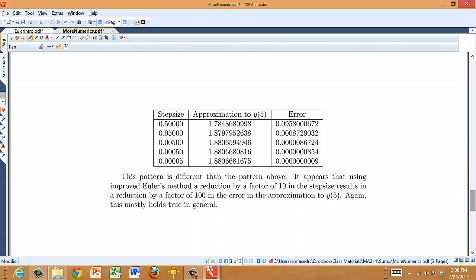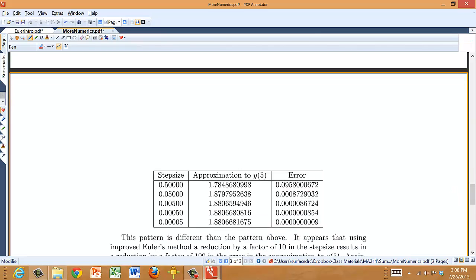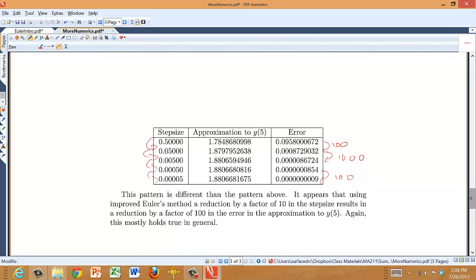I'll try to approximate y at time 5 using improved Euler's method and different step sizes. So, if I use a step size of 0.5, I get an estimate of 1.78. Remember that my true solution is 1.88, so I'm only off by 0.09. I reduce my step size by a factor of 10, and my error goes from 0.09 to 0.0008. So about 100 times better here. Again, I reduce my step size by a factor of 10, and my error again goes down by a factor of about 100. And the same here, and same here.